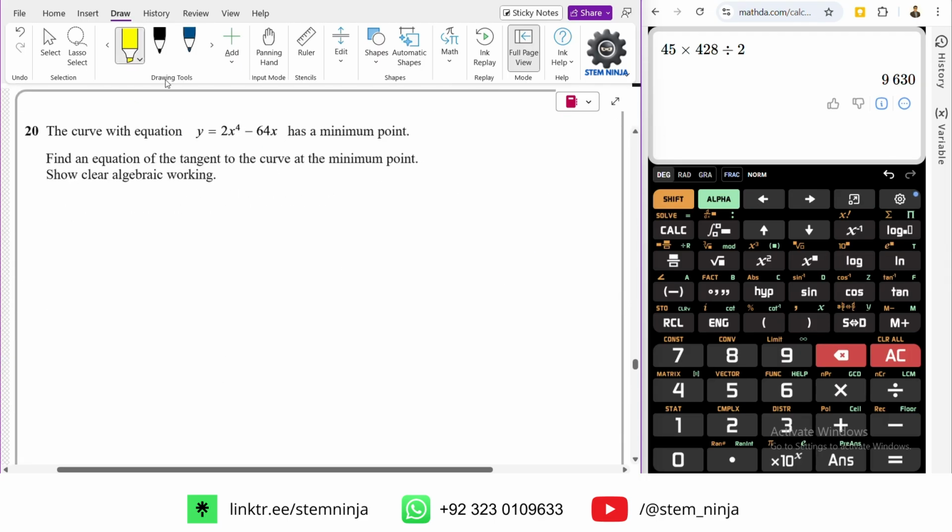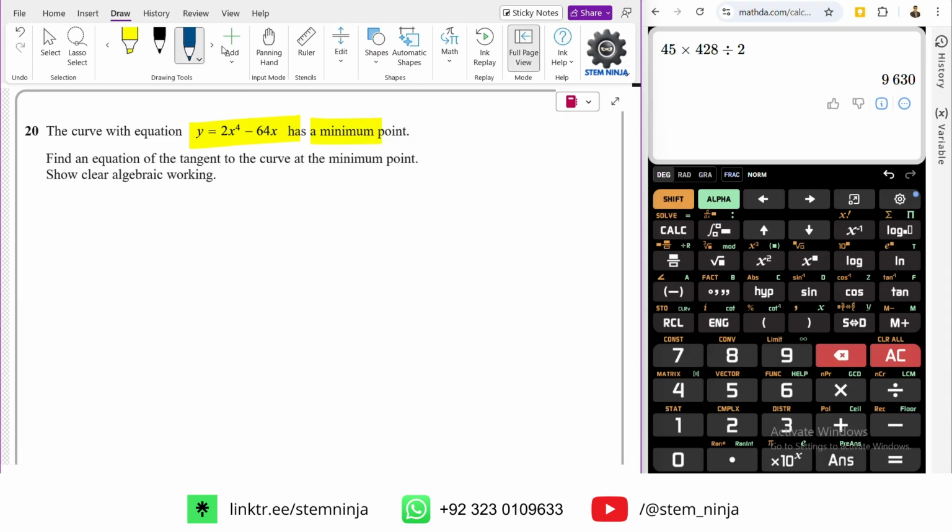The curve with the equation, this has a minimum point, right? Find an equation of the tangent to the curve at the minimum point. Okay, so first we need the dy by dx. So dy by dx would be 4 comes down, so 4 times by 2, x to the power 4 minus 1, 3, minus 64. So this is 8x cubed minus 64.